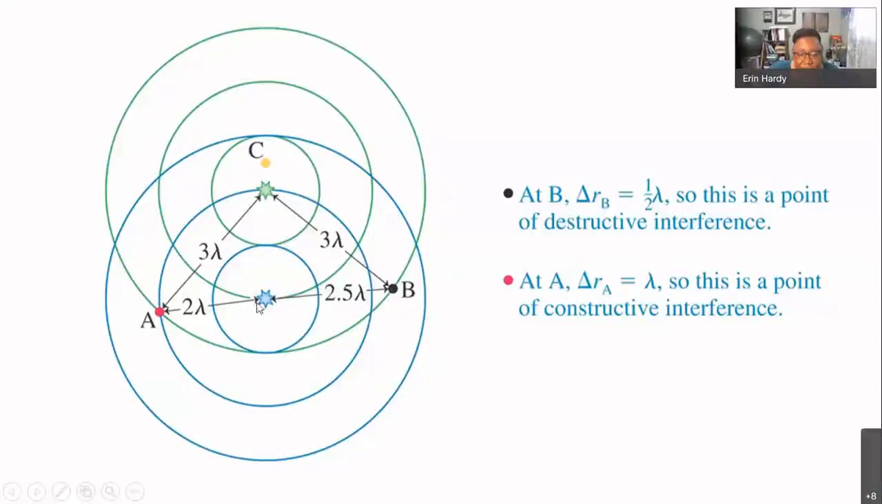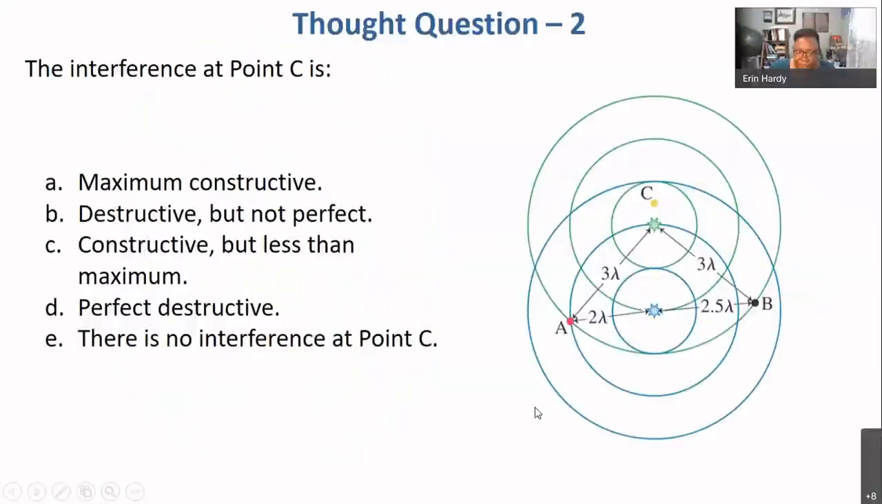And if we look at the separation between, first, we can check the blue source here. If we look at the separation between the blue source and dot A, that's a full integer multiple. That's also true for dot A and the green source. And if we look at the point B over here, it's a half integer multiple of wavelengths away from blue, a full integer multiple away from green. And we've got this dot C here that we're going to evaluate in our next thought question, if memory serves.